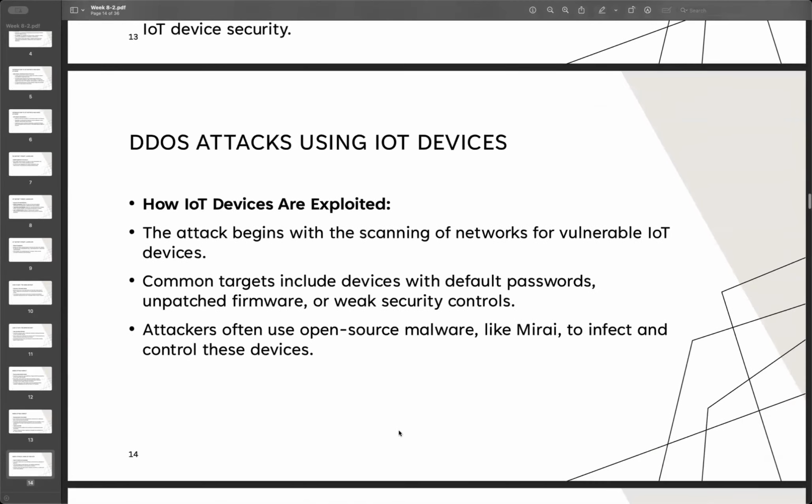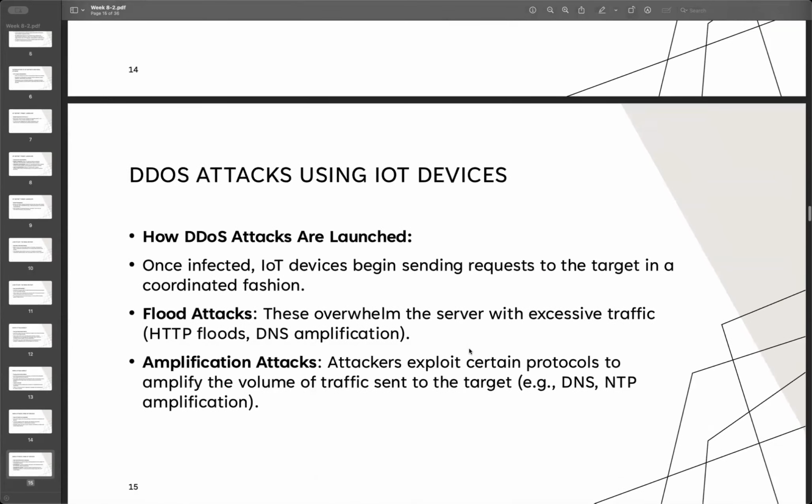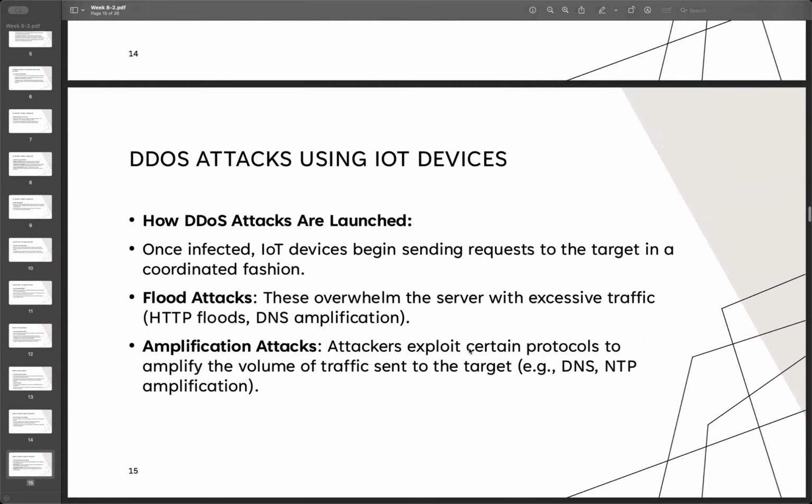And as we always say, the attacker can always scan the network. So they start from the WAN or others. Most of the targets include devices with the default password, with weak security controls. And sometimes they just use open source malware to infect all these devices. So it's easy to apply, and actually it's simple but effective.